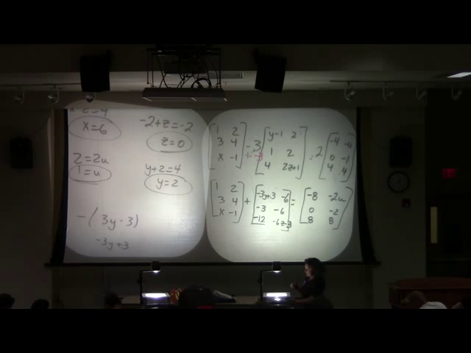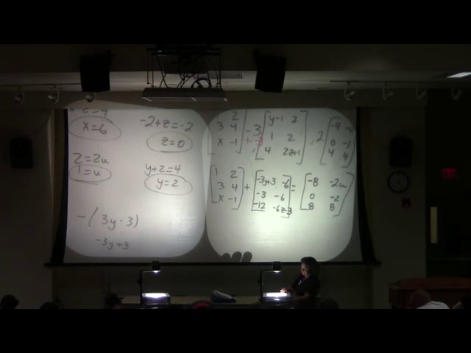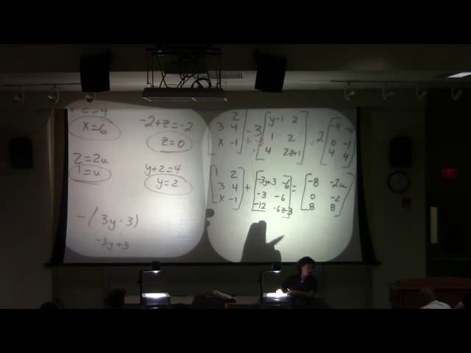All right. What's my next step? Add these 2 matrices.